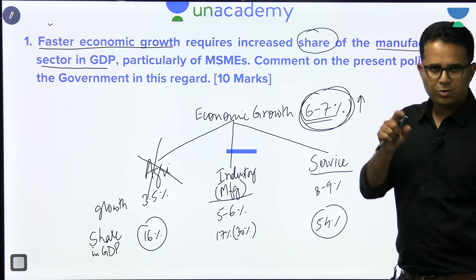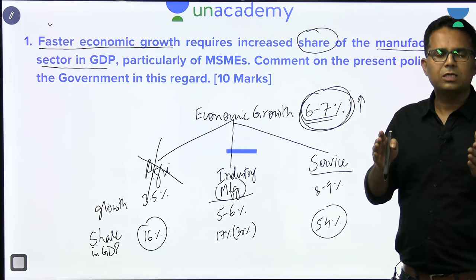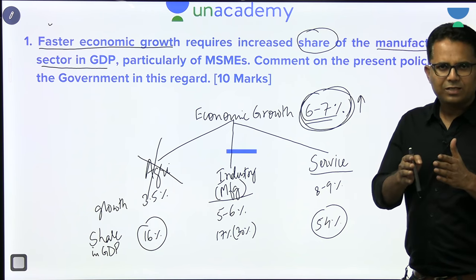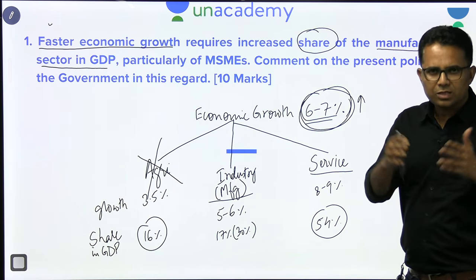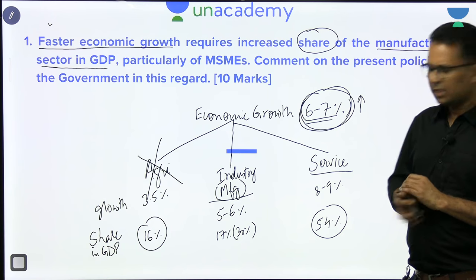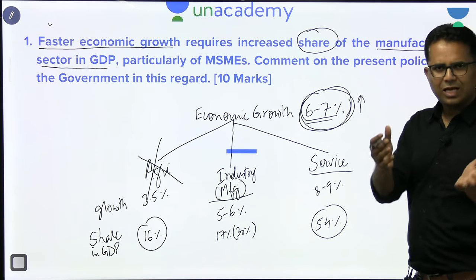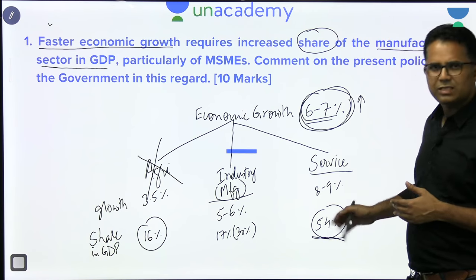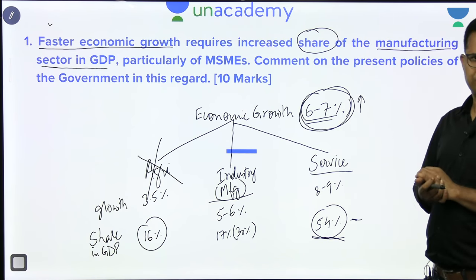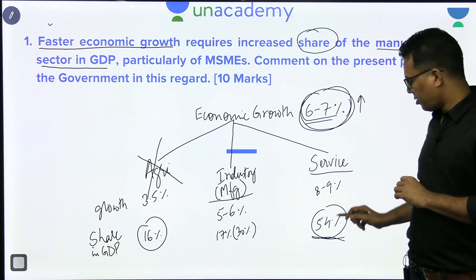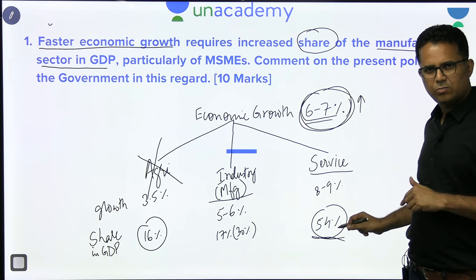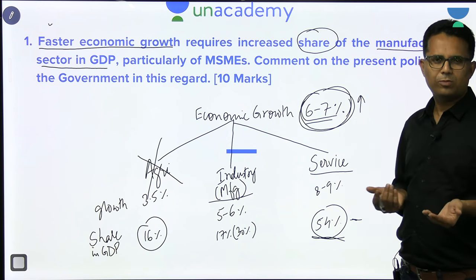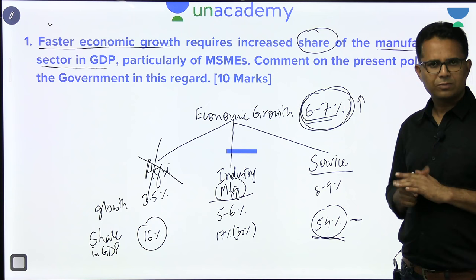The question is saying manufacturing, because we cannot increase our growth through services, as this is at such a scale. Our services don't have the scope of further improving. This has reached maximum. Since the last 10-15 years, this is constant. Further improvement in the share is difficult. Why is it difficult? Because it is absorbing very few people, mostly skilled. And most of the people are unemployed, the demand in the economy is not increasing, so services will not expand.